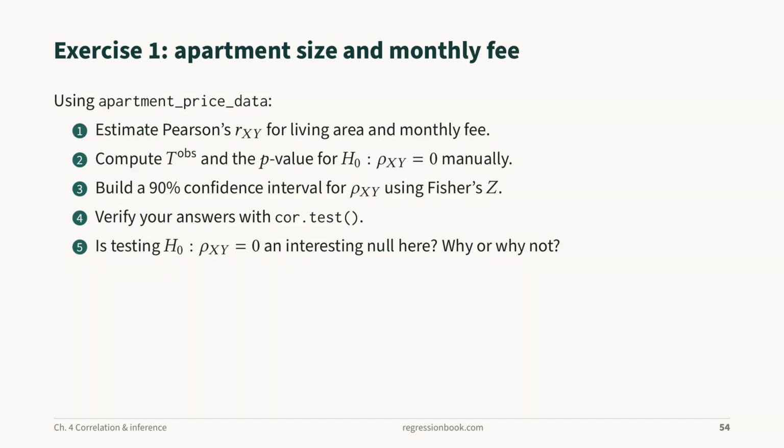The first exercise repeats the full chain. Size against monthly fee. Estimate the correlation. Test the zero null by hand. Build a 90% Fisher interval. Verify with the built-in test. And then the good question. Is the zero null even interesting here?